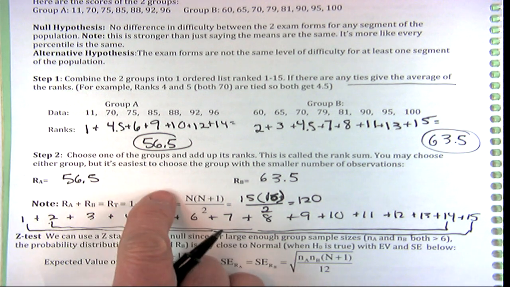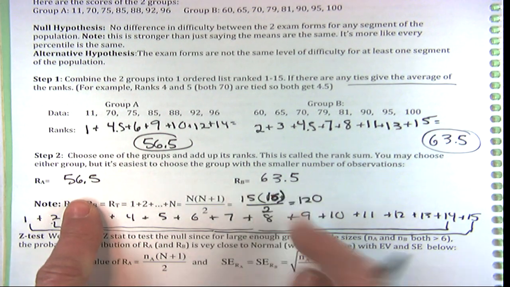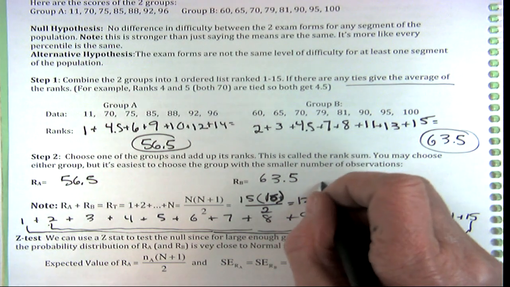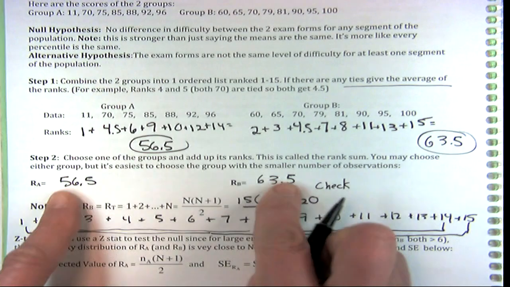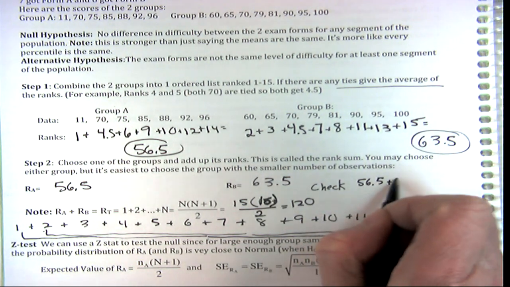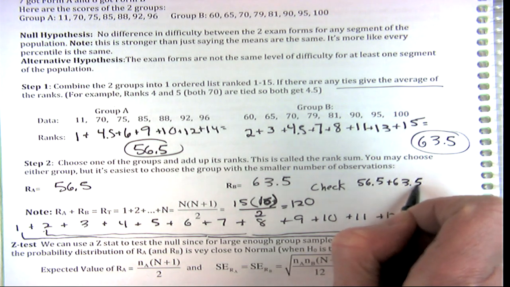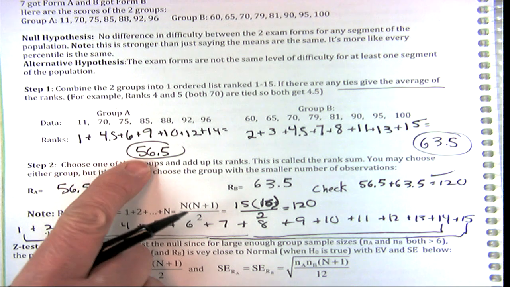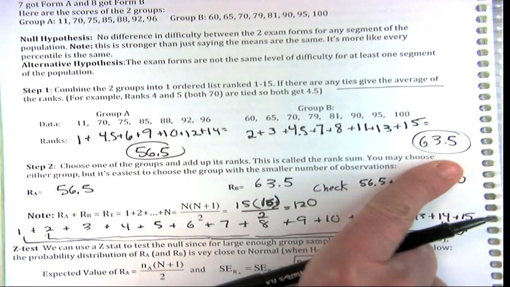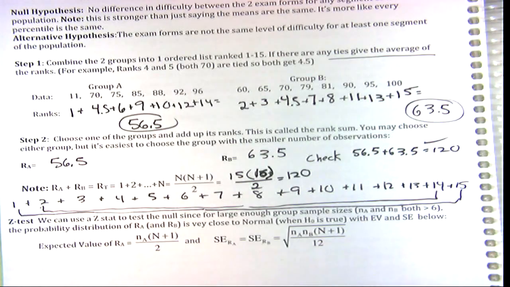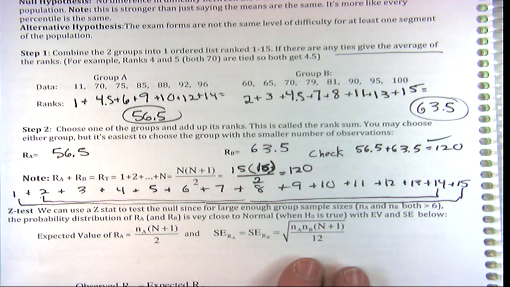Okay, so what do we want to do? We want to check that these two numbers add up. So let's check. Do those two add up to 120? And they do. So that's a good way to catch a mistake you made. Or, if you're confident, once you get this one, you can just subtract it from 120 and you know that one. All right, I mean, subtract it from what you get here. So, any questions so far?